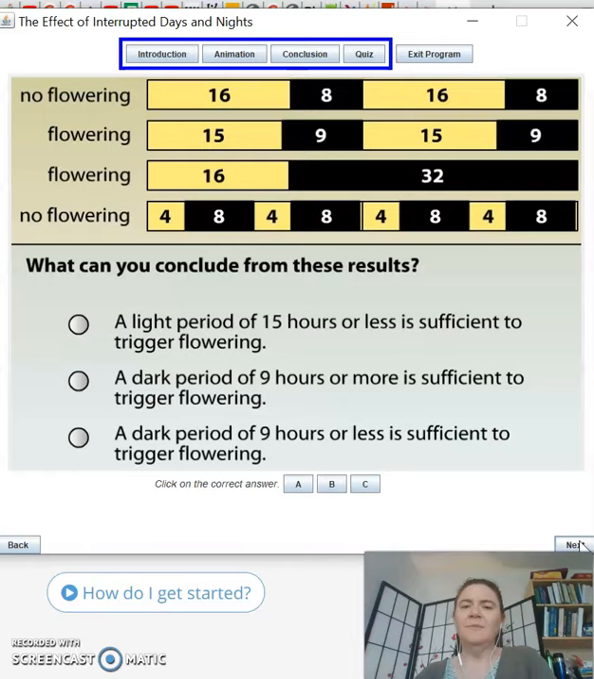What can be concluded from these results? Is it A, a light period of 15 hours or less is sufficient to trigger flowering? B, a dark period of 9 hours or more is sufficient to trigger flowering? Or C, a dark period of 9 hours or less is sufficient to trigger flowering? Take a moment and think about which is the best answer.